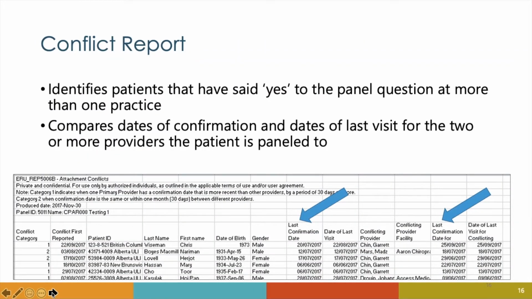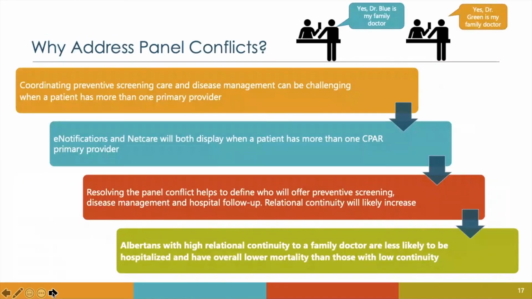Let's look at the report. Again, these are Albertans that are paneled at your clinic that went to another clinic and they said yes to the panel question. It's not about simply visiting another clinic. What you receive in the report is a list of those patients. You see the date that they were last confirmed in your EMR and visited your clinic. Then for the conflicting provider, it provides the facility, the date that the patient last confirmed in their EMR, and the last date that the patient visited the other clinic.